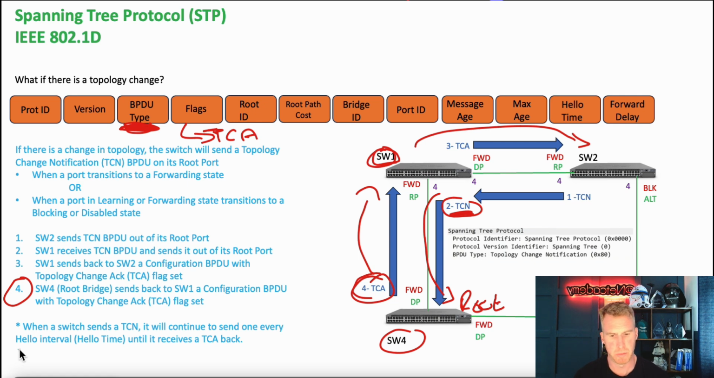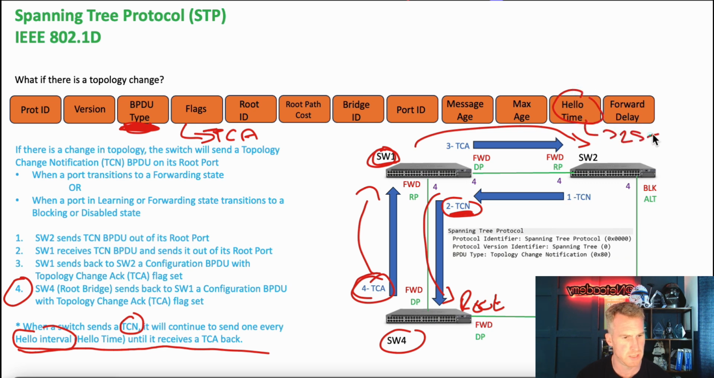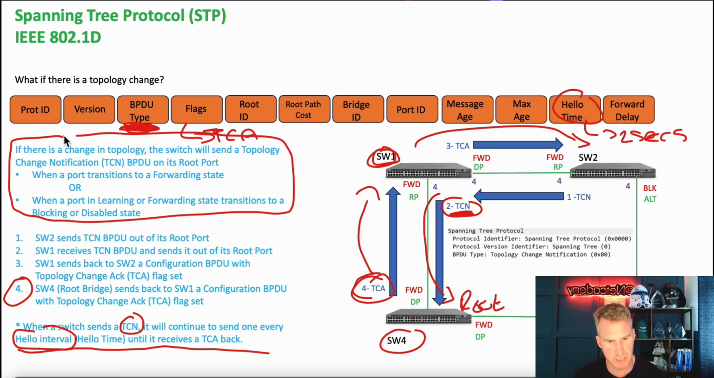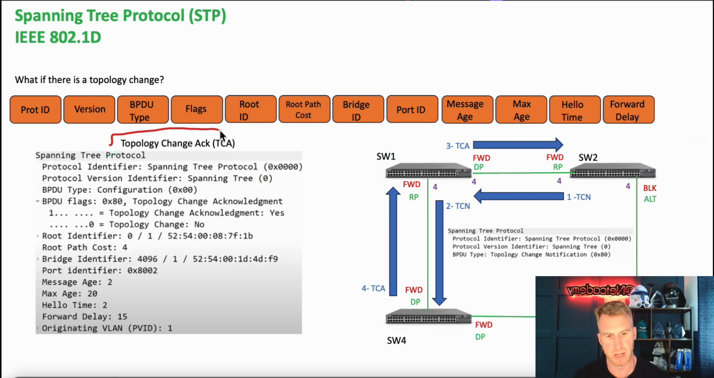And just a little point here, just a key takeaway, the switch will send out its topology change notification every hello interval. So again, the default for the hello time is 2 seconds. So when a switch sees a topology change as defined here, it will send out that topology change notification every 2 seconds.